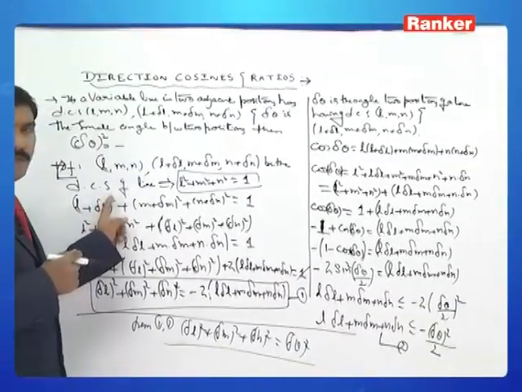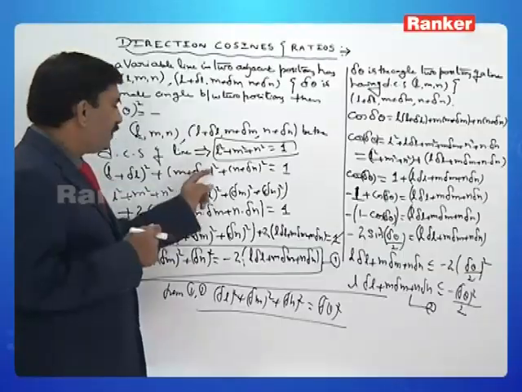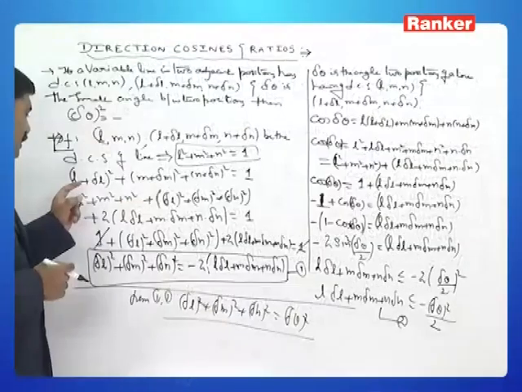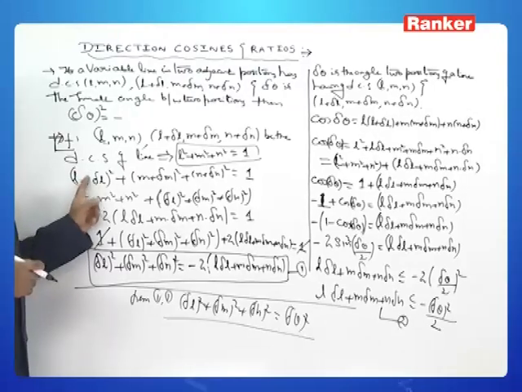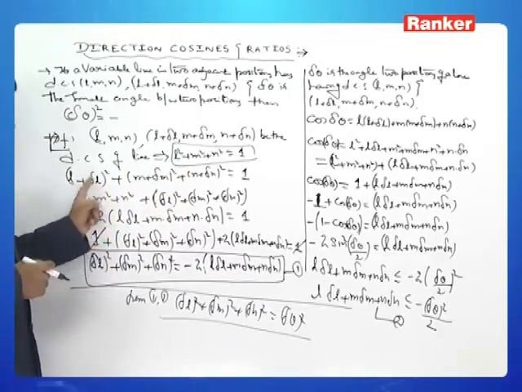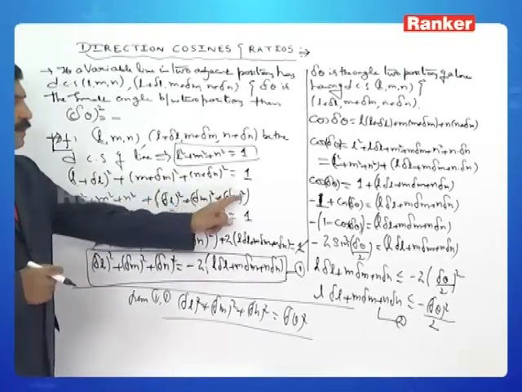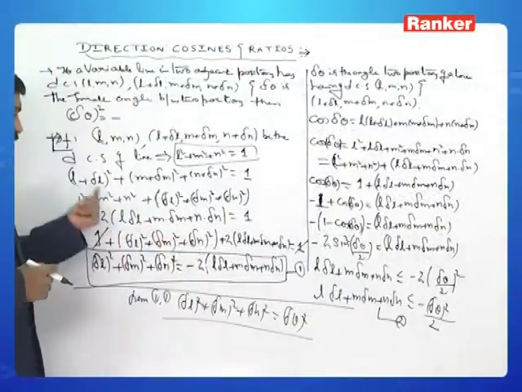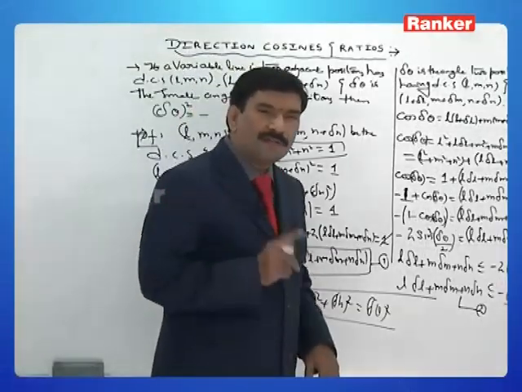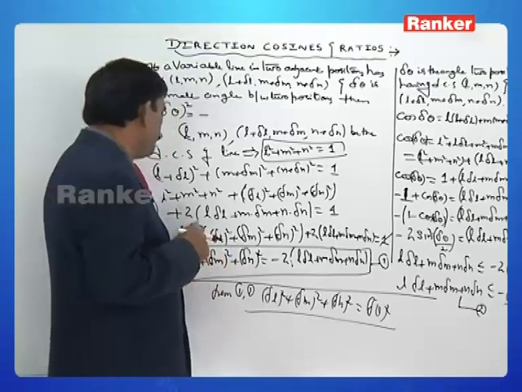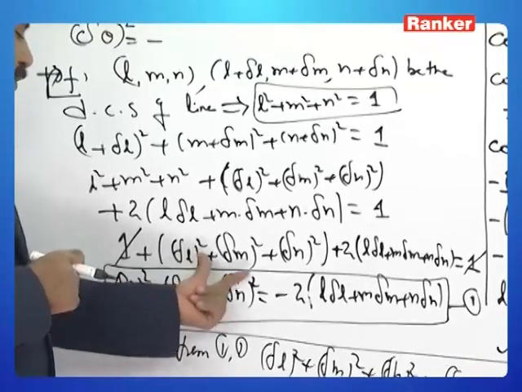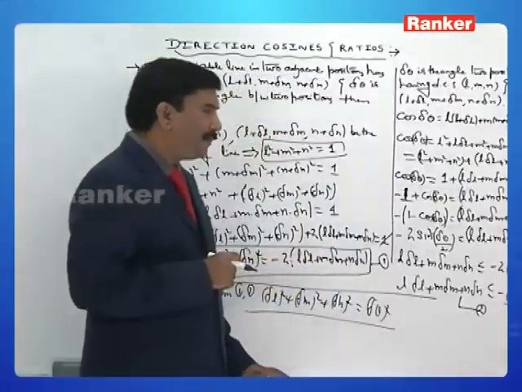Next, L plus dou L whole square plus M plus dou M whole square plus N plus dou N whole square is equal to 1. Now you expand this, that is A plus B whole square, A square plus B square plus 2AB. L square plus M square plus N square, I wrote it here, plus dou L whole square plus dou M whole square plus dou N whole square plus 2 into L dou L plus M dou M plus N dou N is equal to 1. This becomes 1. Expand this one: dou L whole square plus dou M whole square plus dou N whole square is equal to minus 2 into this, you call it as 1.